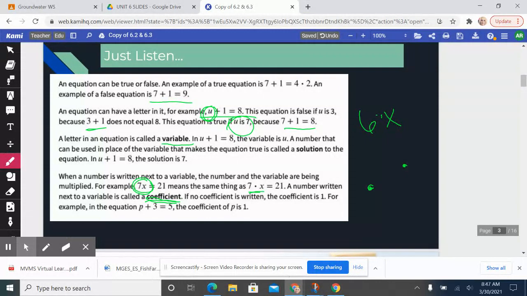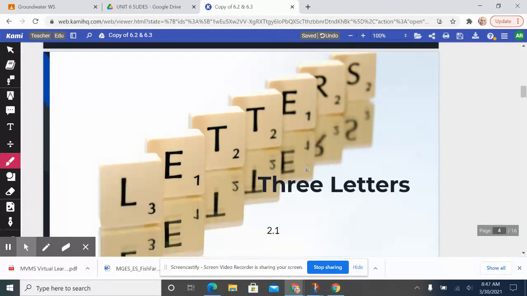Just remember that the number that's in front of the variable is called the coefficient. That coefficient is always multiplied to the variable that sits directly next to it. So just some new vocab for you.